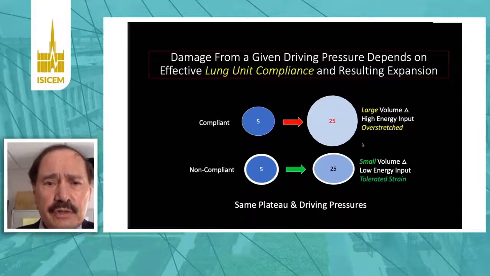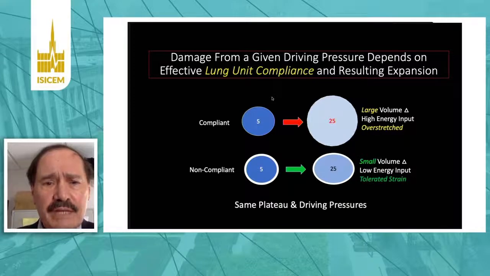Let's consider moving from a PEEP of 5 to a PEEP of 25 in two conditions. The damage from a given driving pressure, which is the difference between those two, depends on the effective lung unit compliance and the resulting expansion, just as with a balloon.